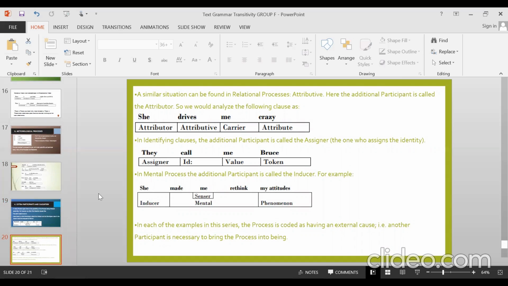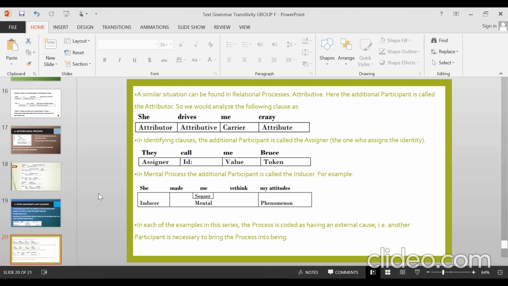A similar situation can be found in relational processes. Attributive. Here the additional participant is called the attributor, so we would analyze the following clause as: she drives me crazy. She as attributor and drives as attributive, me as carrier, and crazy as attribute. In identifying clauses, the additional participant is called the assigner, the one who assigns the identity. They call me Bruce. They as assigner, call as ID, me as value, Bruce as token.